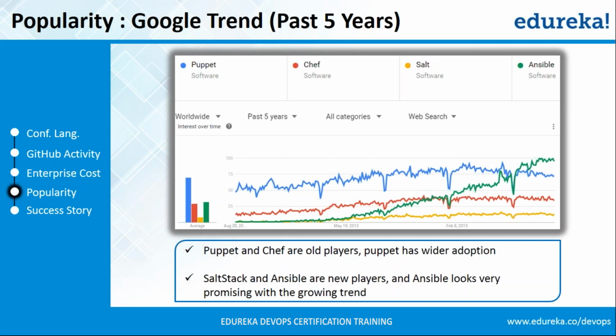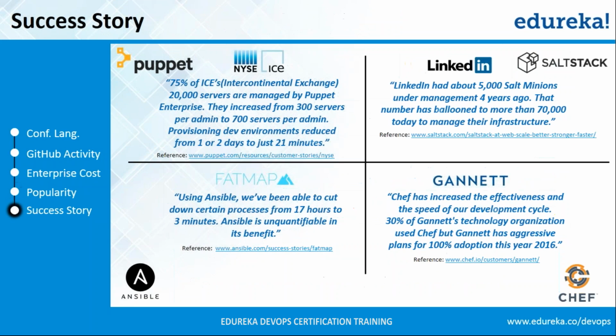So let us move forward and compare the tools on the basis of success stories. New York Stock Exchange Intercontinental Exchange is using Puppet. They have increased from 300 servers per admin to 700 servers per admin, and they are provisioning their dev environment, which used to take 1 or 2 days, in just 21 minutes. Isn't that great? With the help of Puppet it is just taking 21 minutes.